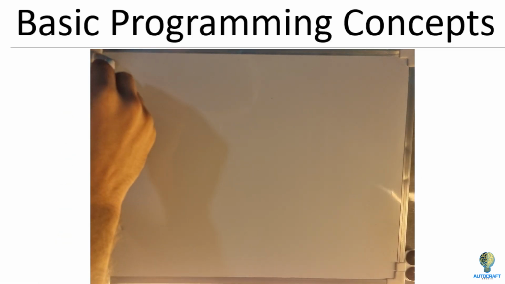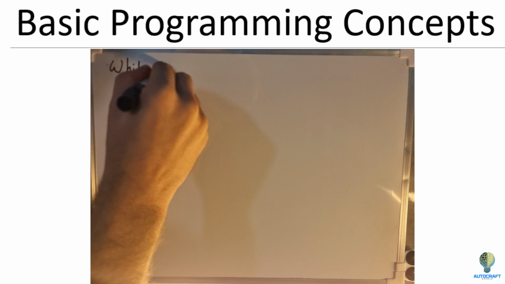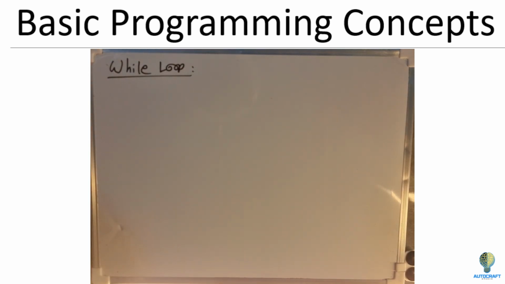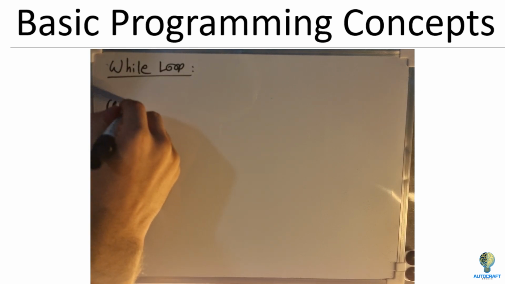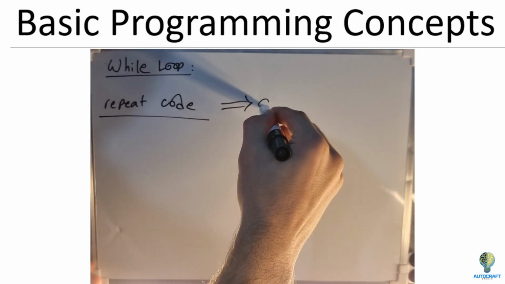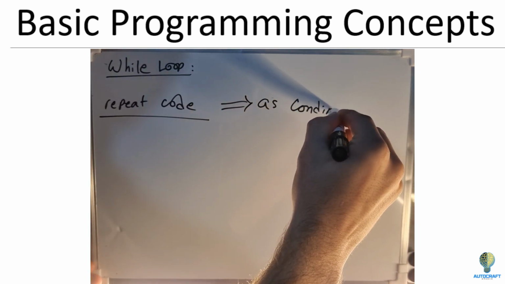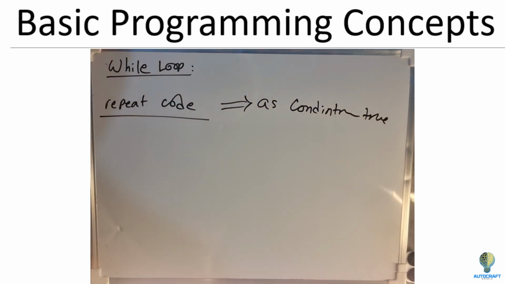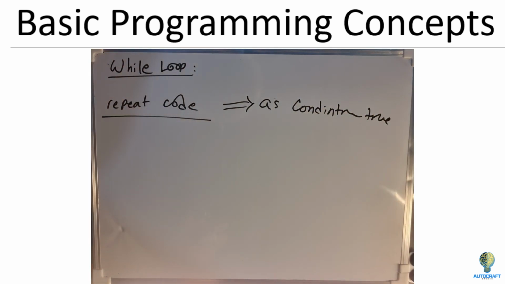Now for the while loop. A while loop repeats a block of code as long as a given condition is true. So repeat code as long as the condition is true. To understand this, we will go to the flowchart.